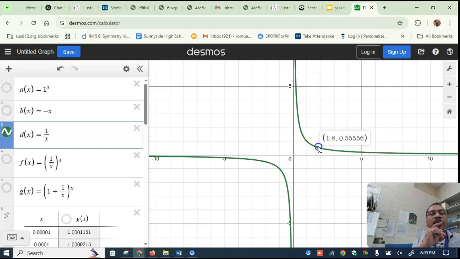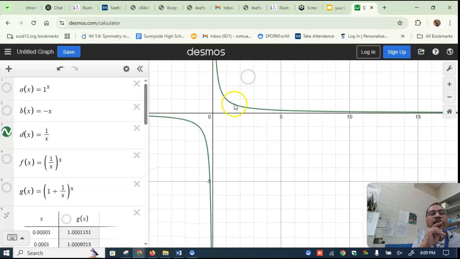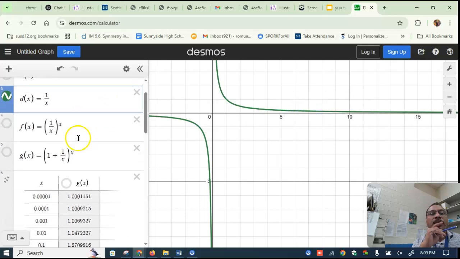You can trace this also, and you can clearly see that the more closer you go, the x value becomes almost close to 0, and the output is becoming very large. And the bigger the number you take, the output becomes very, very small. Okay, so I think I forgot to show that.